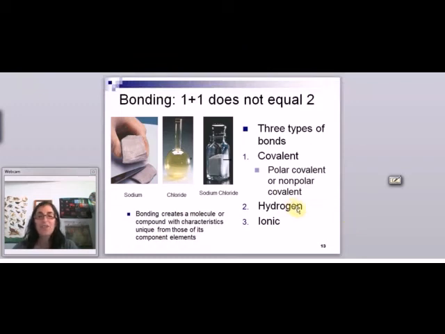Hydrogen bonds, maybe you can guess what these are. They're the weakest kinds of bonds. They're much more like a one-night stand. You're getting together for a brief moment in time, and then you're going to go your separate ways the next morning. So those are the 3 types of bonds. We're going to get into exactly how they form.